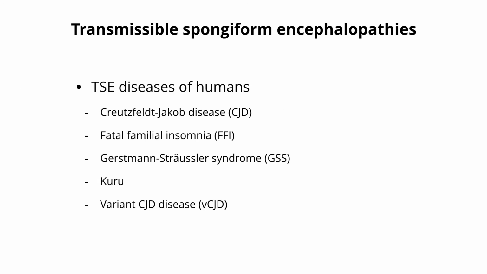The human TSEs include Creutzfeldt-Jakob disease, fatal familial insomnia, Gerstmann-Straussler syndrome, Kuru, and variant CJD disease. I remember watching some TV detective show once, and the guy said, "It's fatal familial insomnia." First time I've ever heard a prion disease on a TV show.